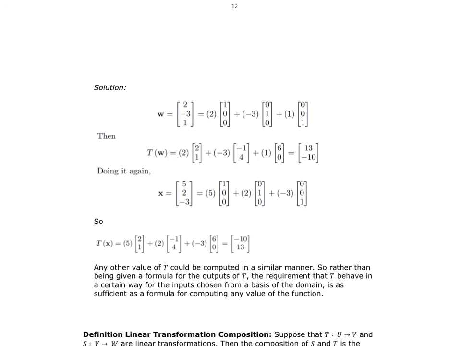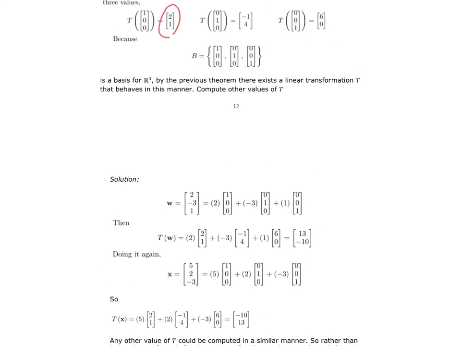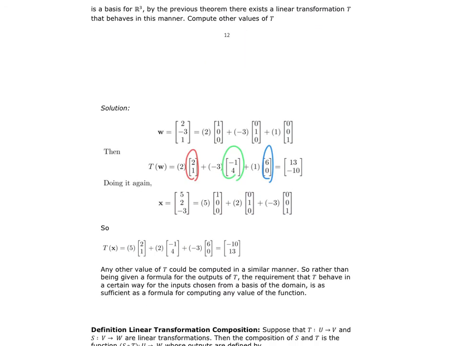Now all of these, I want to make it clear, are coming from up here. This is this, this is this, and this is this. Now, when I do this transformation, you can see that I'm going to end up with 2 times 2, 2 times 1, negative 3 times negative 1, negative 3 times 4, 1 times 6, 1 times 0, and then I'm going to add across and I get 13 and negative 10.